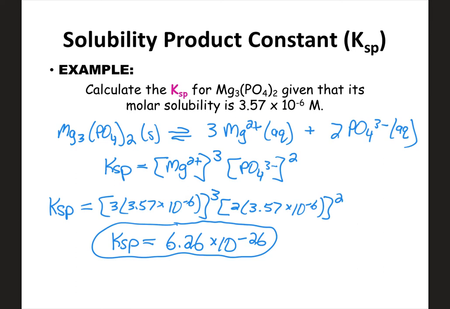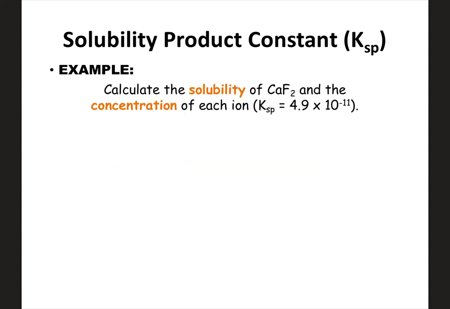All right, so this is the first variation of one of these problems where you would be given the molar solubility of the compound and asked to find the KSP. Now let's look at the other version of this problem. So in this problem, we want to find the solubility of CaF2 and the concentration of each ion given the KSP. So it's kind of reversed. This time we're given the KSP and they want us to find the solubility. That's the other variation of the problem that we need to worry about here.